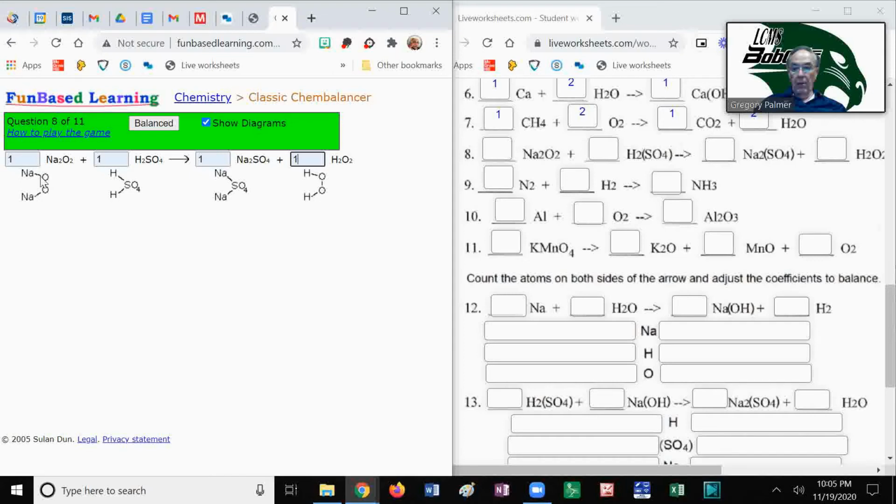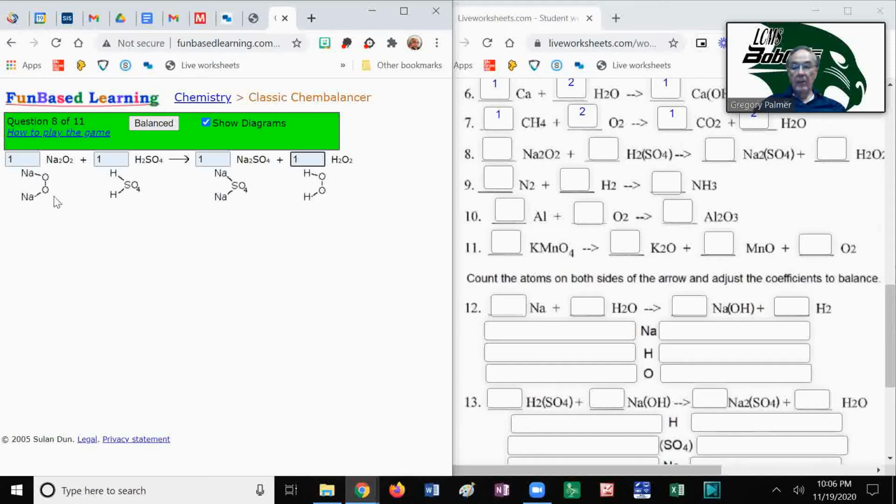Okay. So it says we have this sodium oxide. We have 2 oxygen, 2 sodiums in that molecule. We have 2 hydrogens, and we have this SO4. We have 2 sodiums in SO4, 2 hydrogens in this peroxide, and 2 oxygens. So let's start. We got 2 sodiums here and 2 sodiums here. So the sodium looks good.